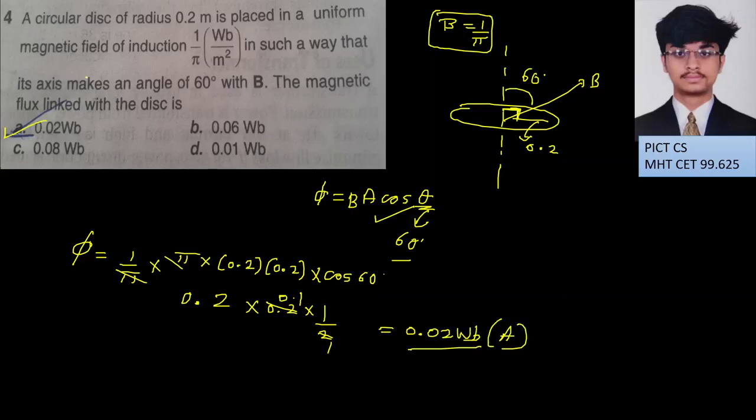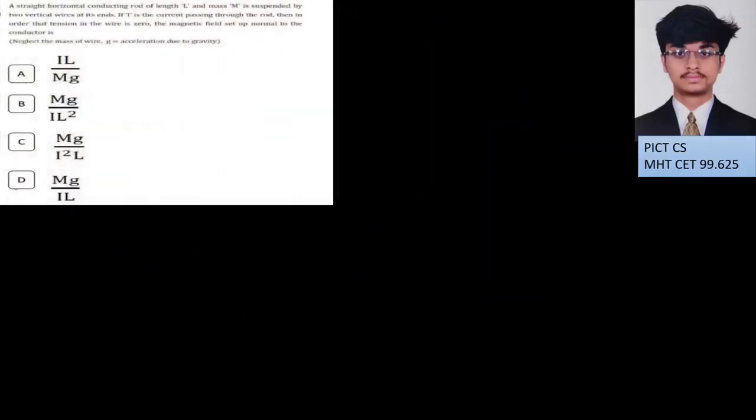In this question, directly, since the word axis was mentioned, we knew that this is the axis, which is the area vector, which is basically perpendicular to it, and its angle directly with the magnetic field was given, which is theta. So the answer for this question is option number A. Alright, so let's move to the next question.